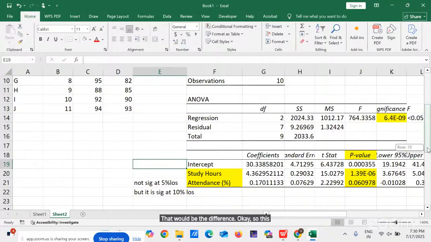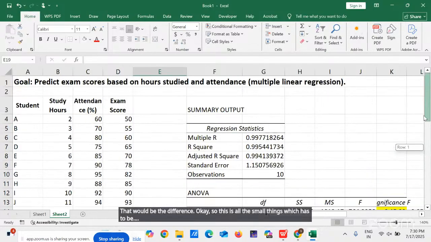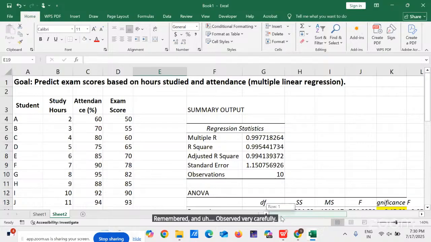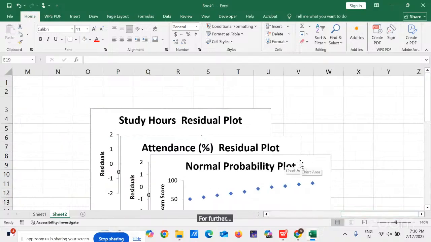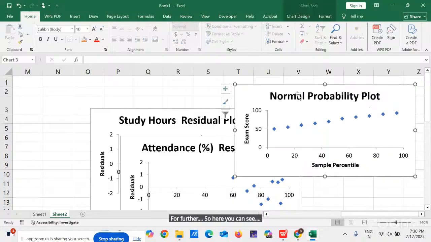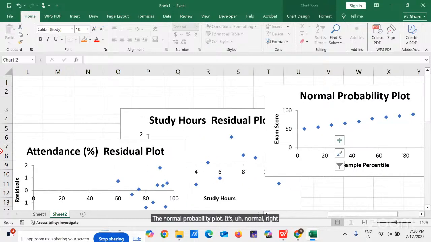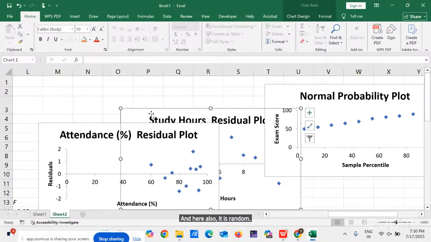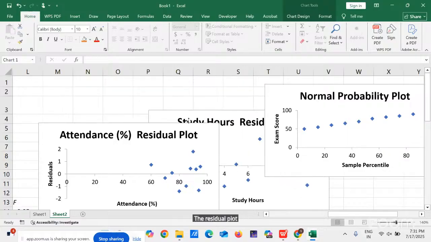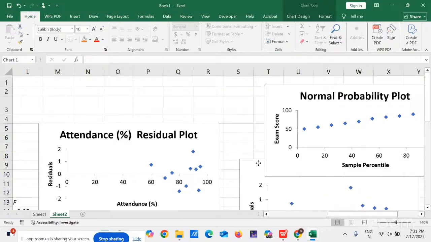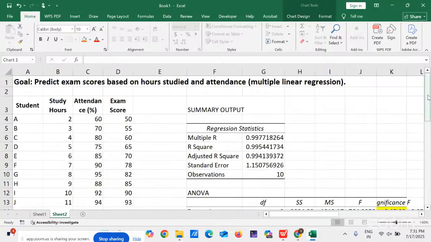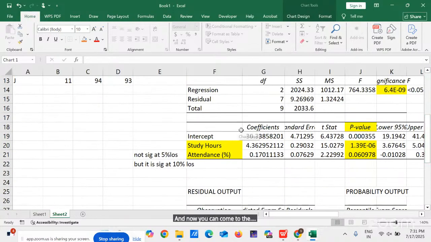Okay, so these are all small things which have to be remembered and observed very carefully for further work. So here you can see the normal probability plot. It's normal, right? And here also it is random. The residual plot is random. And now you can come to the coefficients.